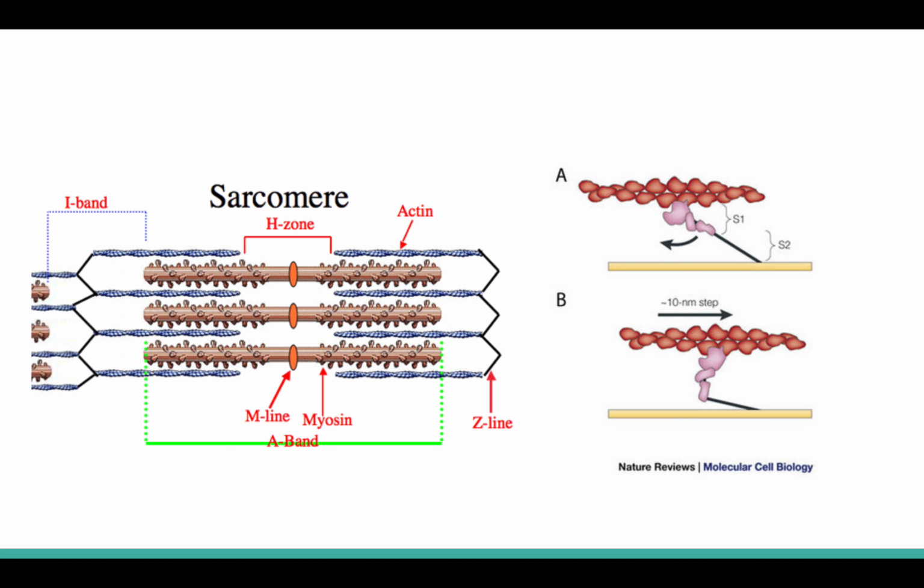The H zone would shorten during this process because these myosin heads would extend out, grab the actin, and pull it in closer. And that, in summary, is the sliding filament theory.